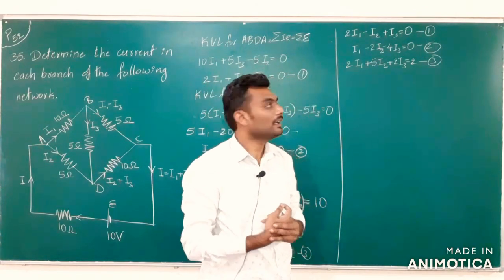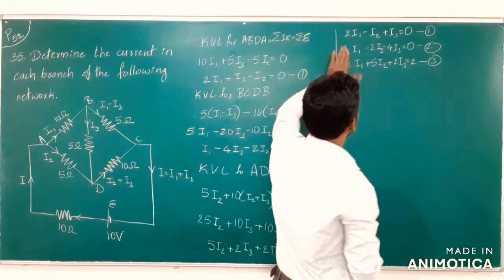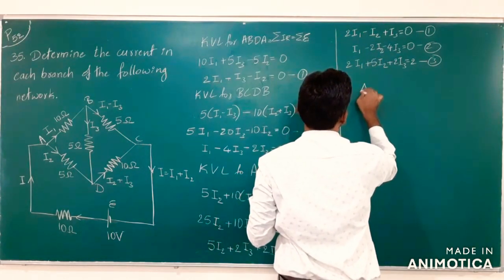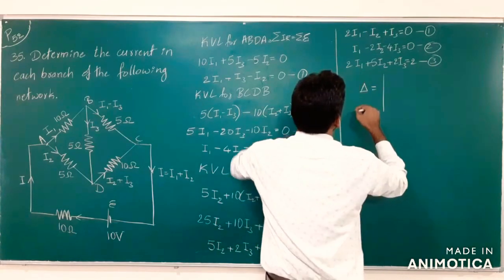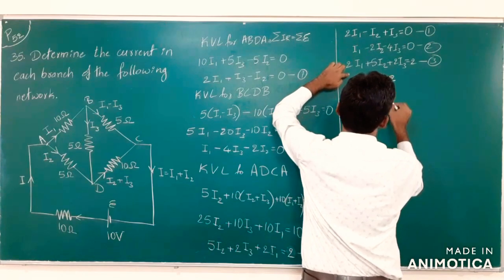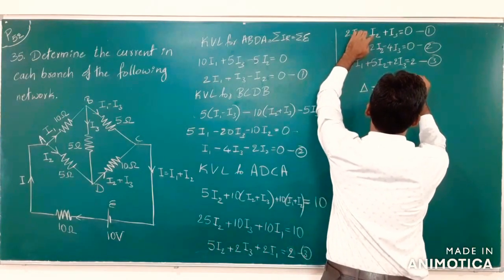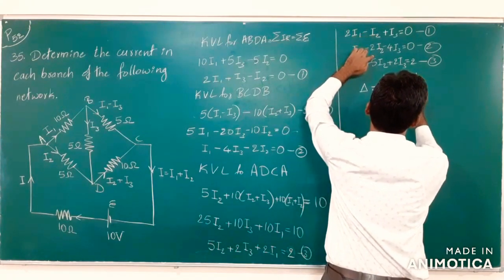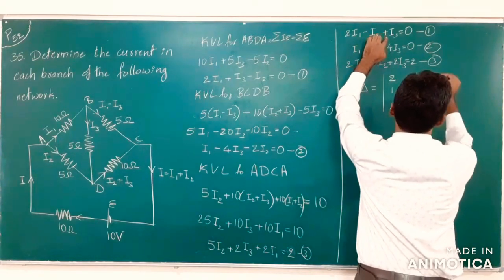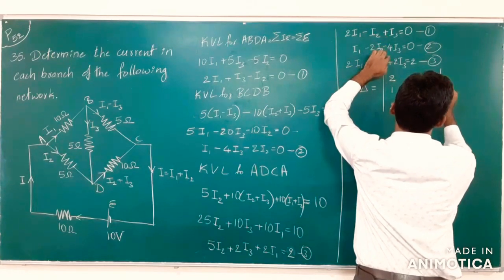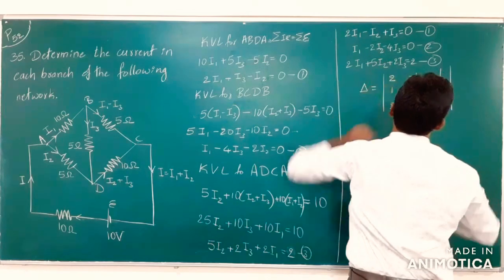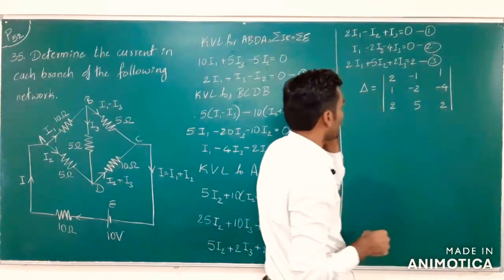I should get the determinant of coefficients of all the variables, which I can call delta. So delta is 2, 1, 2. Next, coefficients of I2: minus 1, minus 2, plus 5. Coefficients of I3: 1, minus 4, 2. This is what is delta.